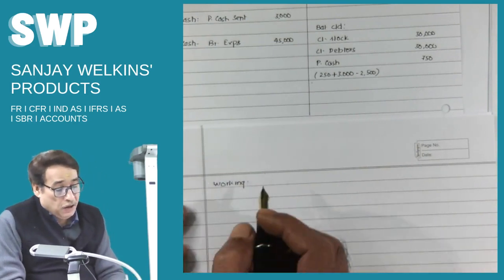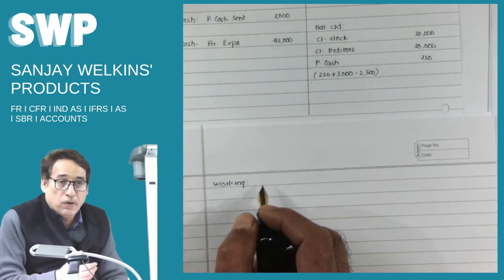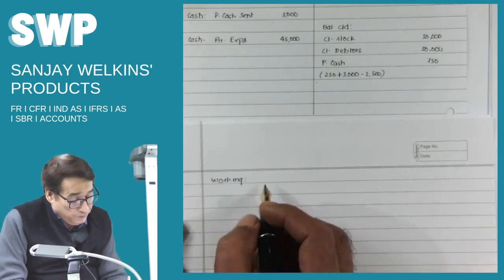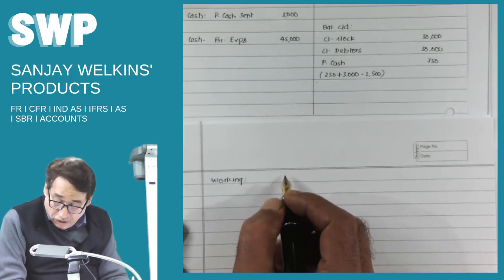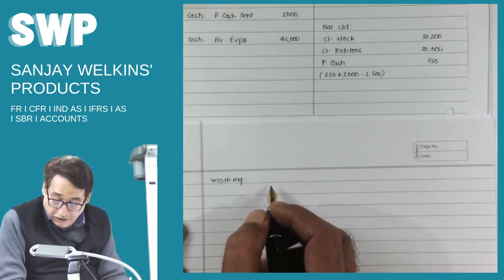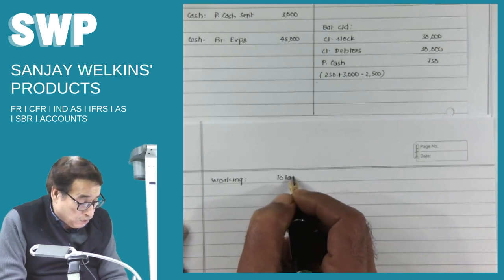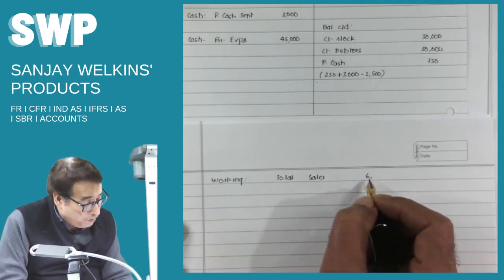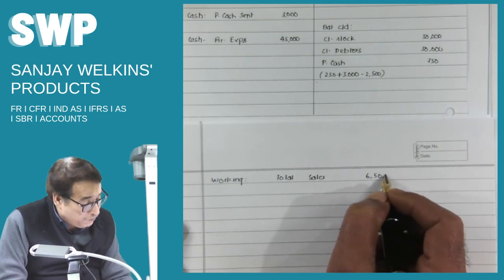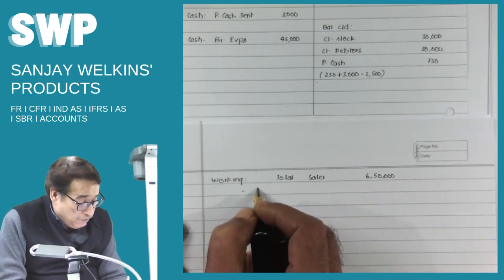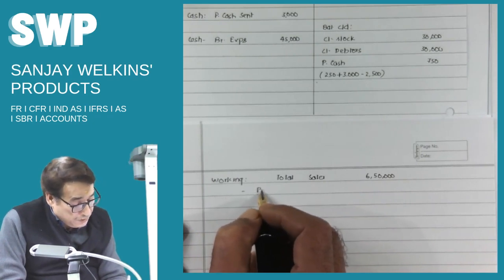We have to find out cost of goods sold or simply goods sent to branch, correct? So how will we find goods sent to branch? See here, in this question, we have been given that total sales is equal to 6,50,000. And we have been given that the branch is selling these goods at some profit margin.